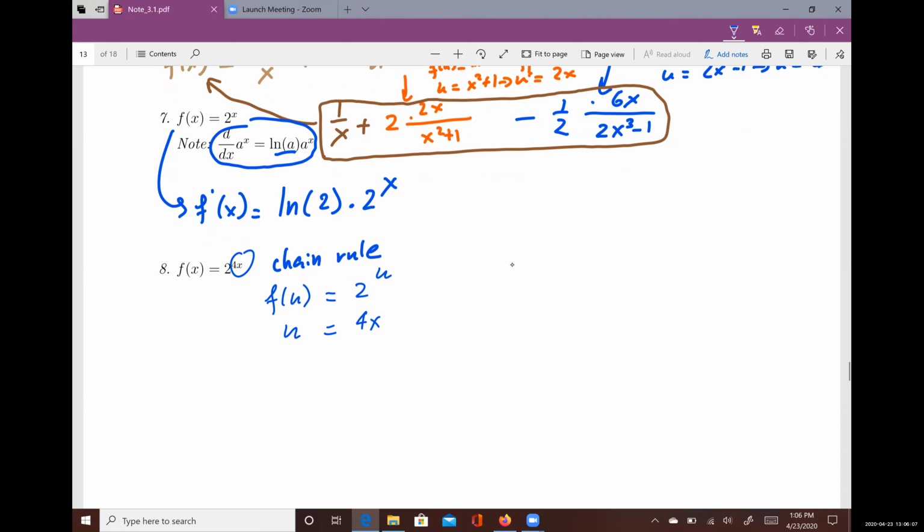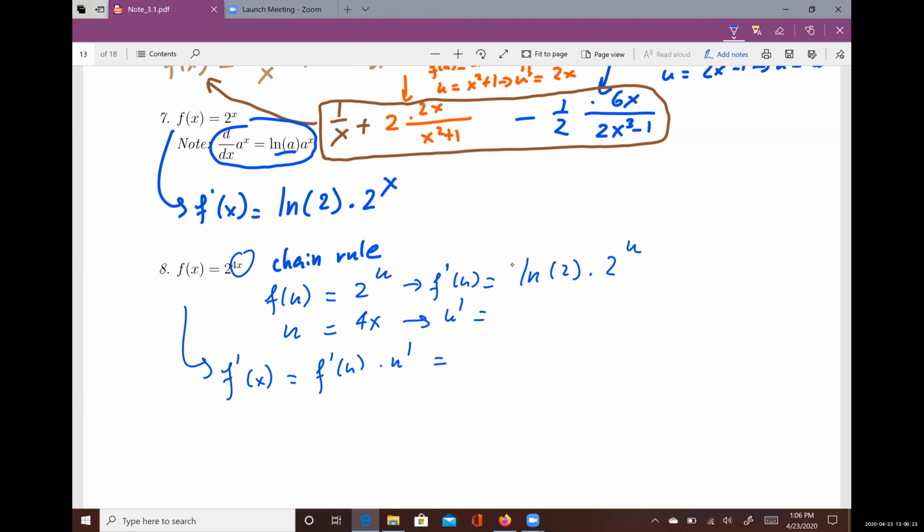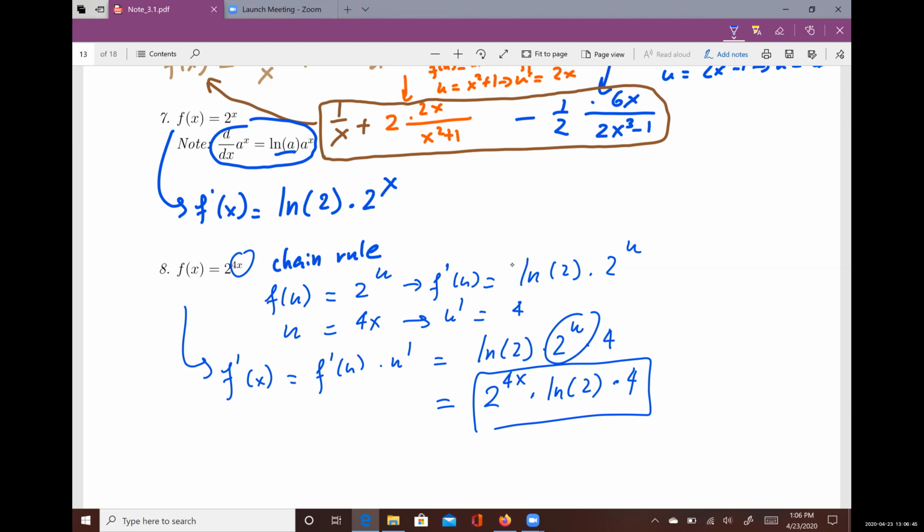Okay. Then the derivative of this function equals f prime of u times u prime. So f prime of u here is natural log of 2 times 2 to the u, and u prime is 4. So f prime of u times u prime is natural log of 2 times 2 to the u times 4. And if you combine them together, you get 2 to the 4x times natural log of 2 times 4. That should be your answer.